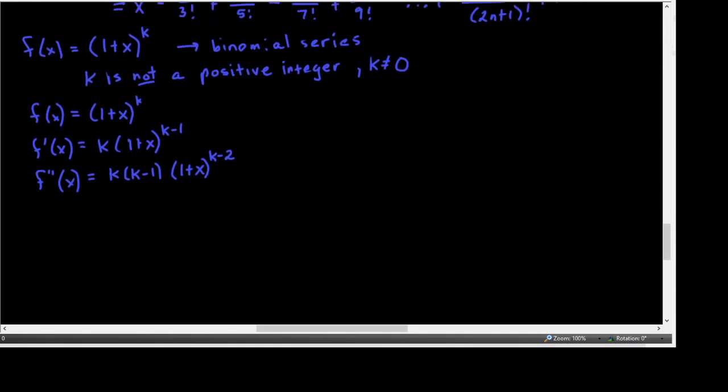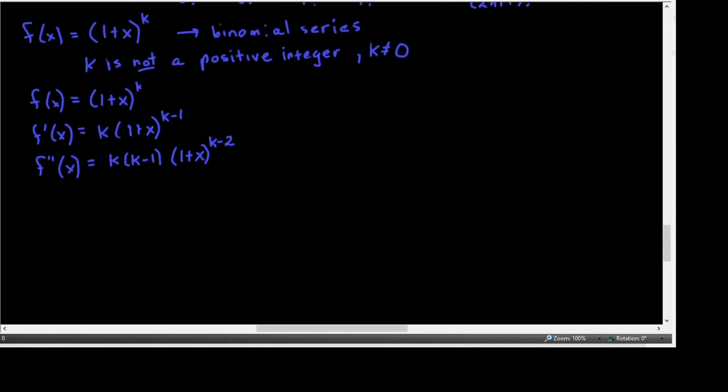Move this down a bit. And the third derivative is k times k minus 1 times k minus 2 times 1 plus x to a reduced by 1 power, so k minus 3. Okay? And let's skip down to the nth derivative. See if we can formulate what that would be.